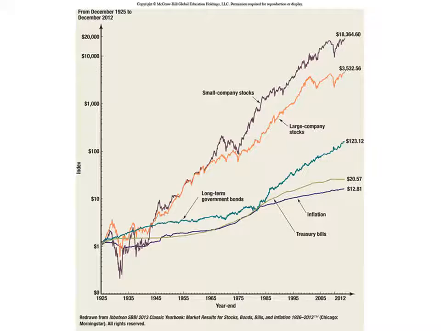And what we see here is that line showing Treasury bills is very smooth, and it gives us this nice smooth increase up to $20.57. In other words, if you would have invested in Treasury bills $1 in 1926, then by 2013 you would have had $20.57. That sounds pretty good until we look at long-term government bonds.